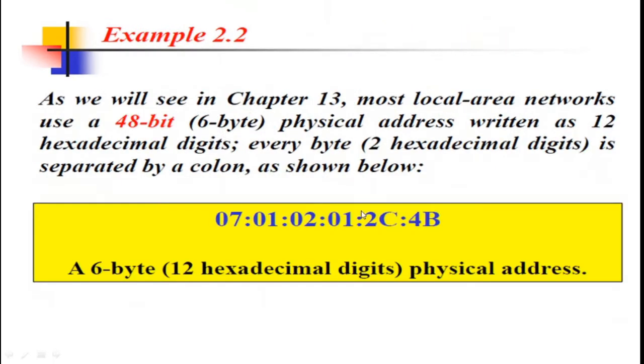What is the use of the physical address and the logical address? Before going to that, generally, what is the format of physical address? Physical address is generally represented as 12 hexadecimal digits, but the size is going to be 48 bits, that is 6 bytes, and every byte is represented by 2 hexadecimal digits separated by colons. So 07:01:02:01:2c:4b is an example of a physical address.